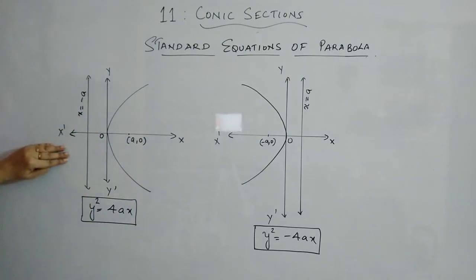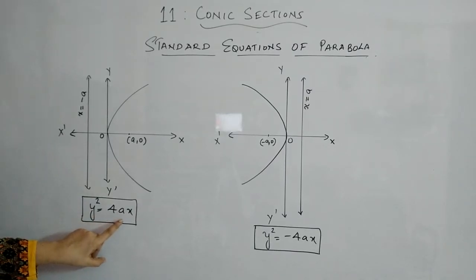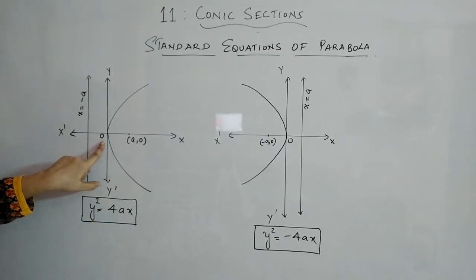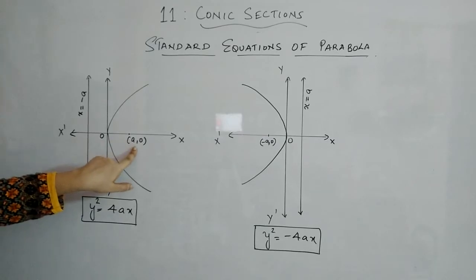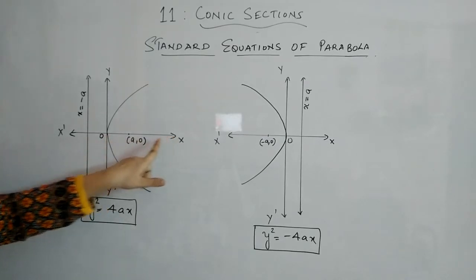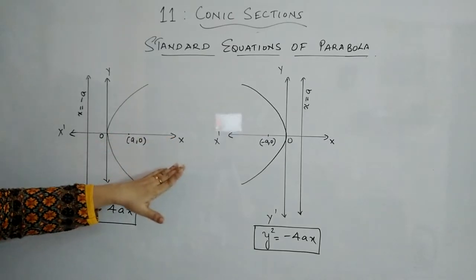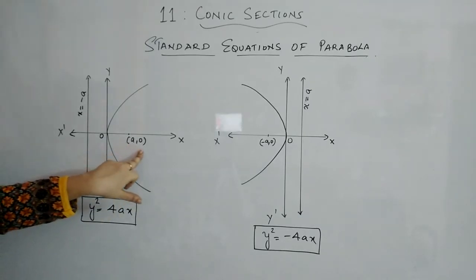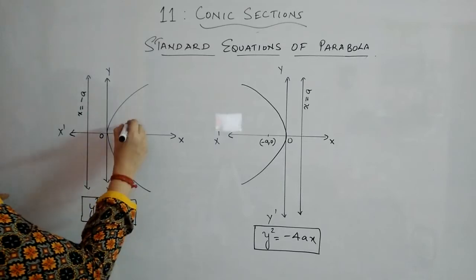This is the first one, which is your basic one, that is y square equal to 4ax. This is the equation of the parabola. Here you can see the vertex is at the origin (0, 0). The focus is (a, 0) because it is on the positive x-axis, so the coordinate will be something comma 0. So it is (a, 0) as the focus F.